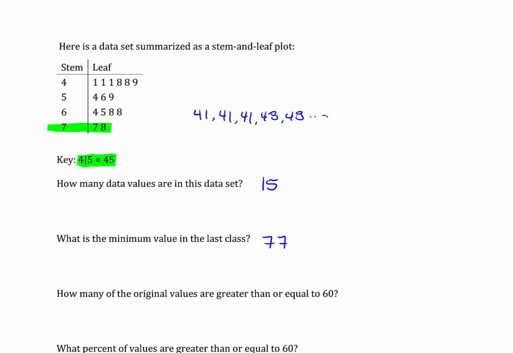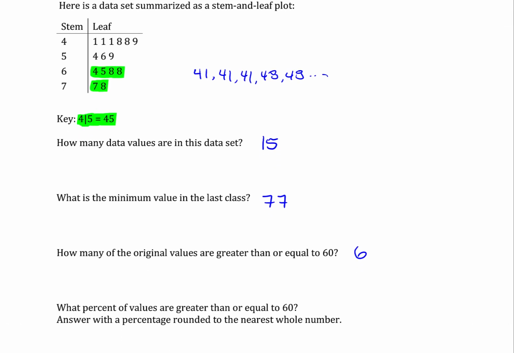How many of the original values are greater than or equal to 60? So greater than or equal to 60, let's just highlight the ones that qualify. So this value would represent 64, 65, 68, and 68, and then these would be in the 70s. But this value here would be 59, which would be less than 60, so that wouldn't qualify. Oops. So the number of values that I have highlighted looks like 6. So that would be the number of values greater than or equal to 60.